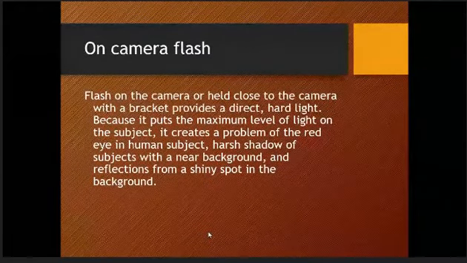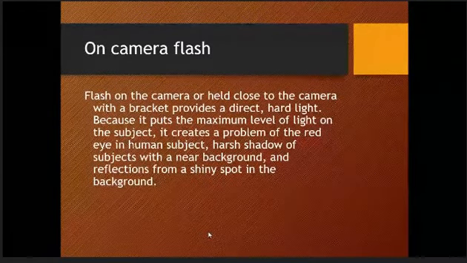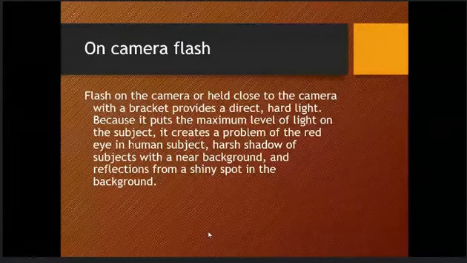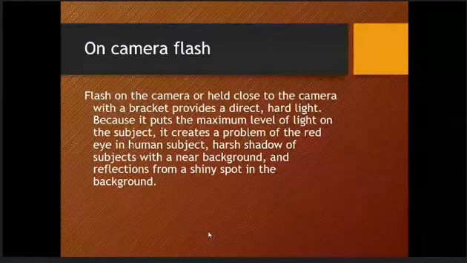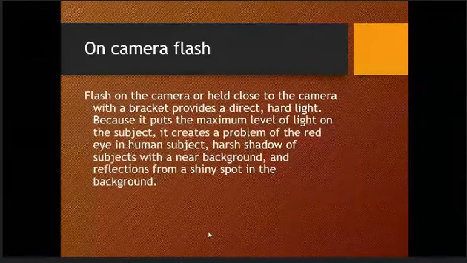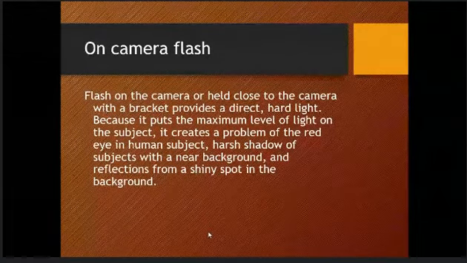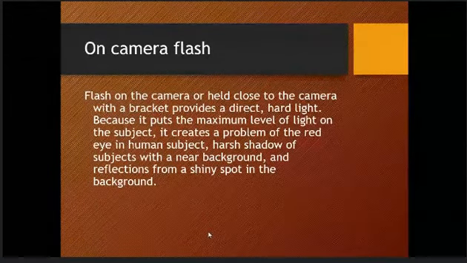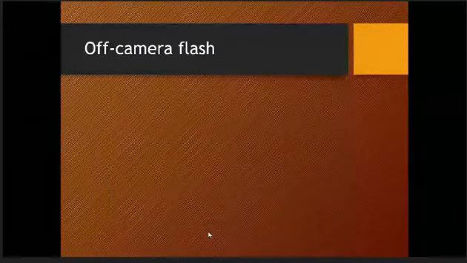Okay, then there are also types of flash unit. We have what is called on-camera flash. On-camera flash is the flash of the camera held close to the camera with a bracket, which provides direct hard light. Like this one, this is what we call on-camera flash. The flash unit is directly located on the camera.